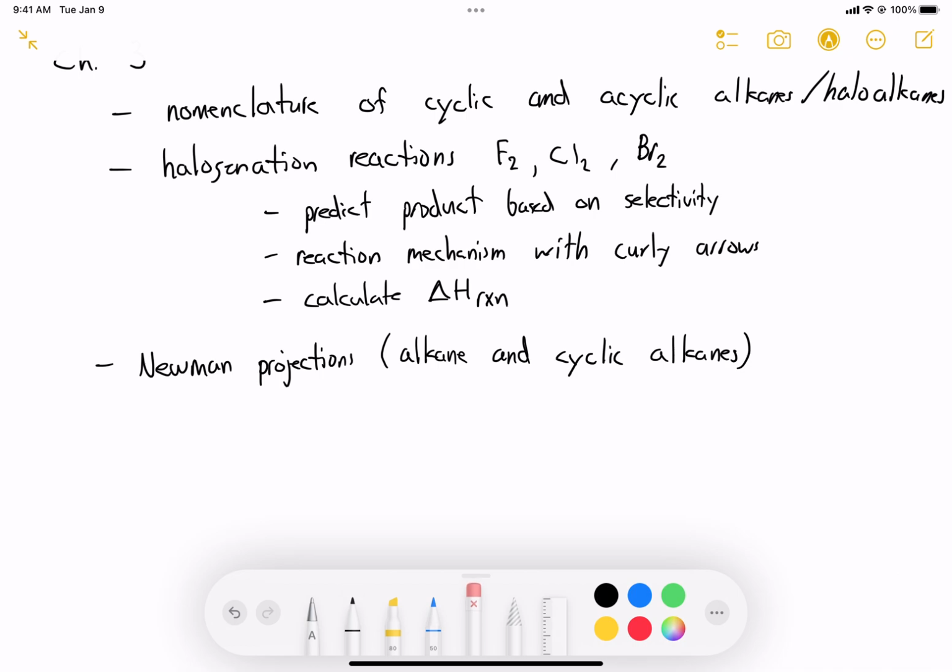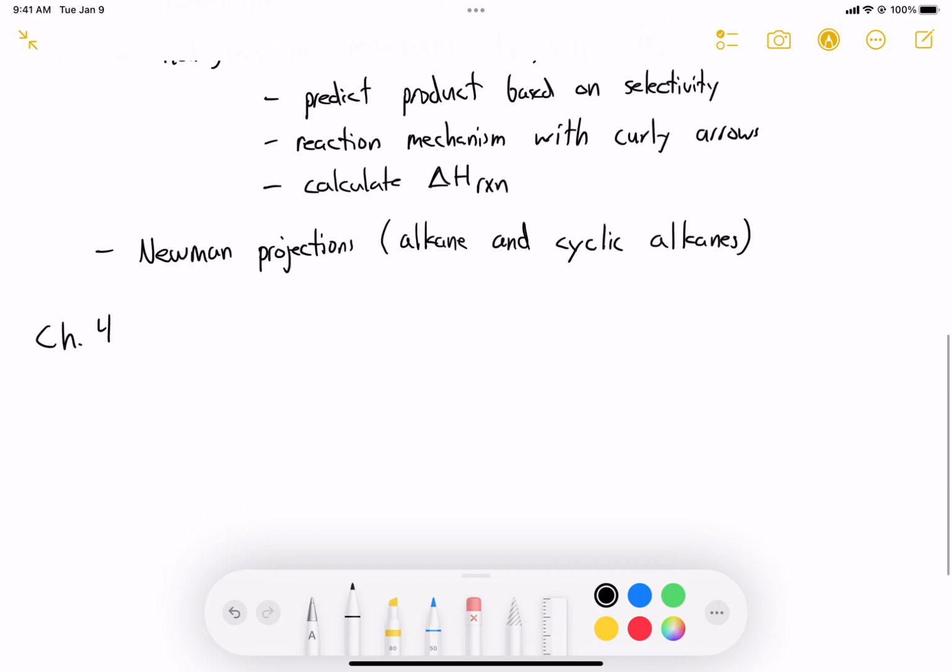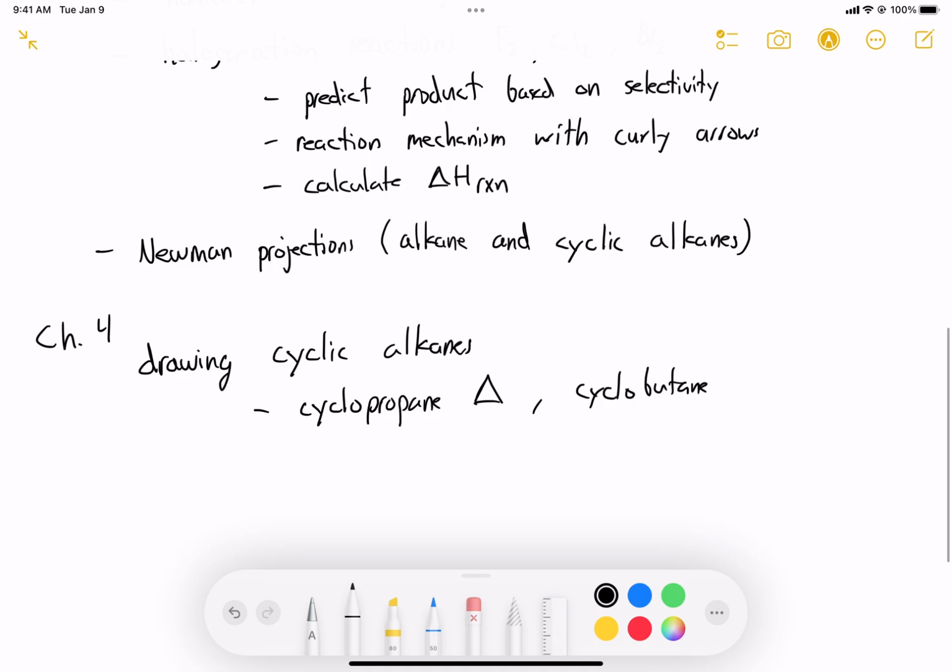Okay, chapter 4 now. All right, chapter 4. What should we talk about in chapter 4? Okay, so basically you want to know about drawing alkanes. So drawing cyclic alkanes. Okay, and you want to pay specific attention to cyclopropane, the triangle, cyclobutane. It looks like a square, but it's actually a rectangle. But that's not important. Cyclopentane. Then cyclohexane.